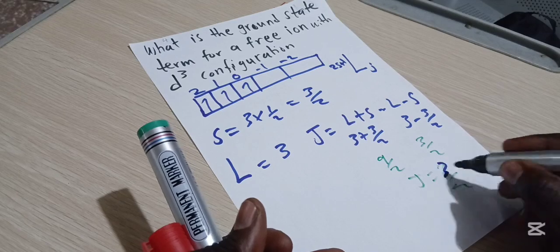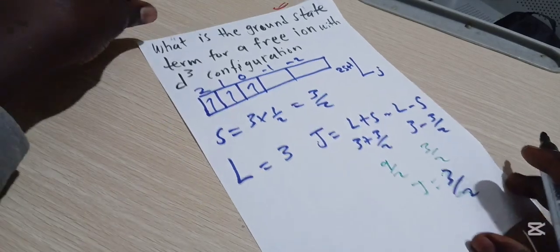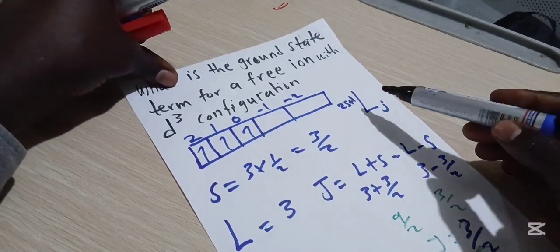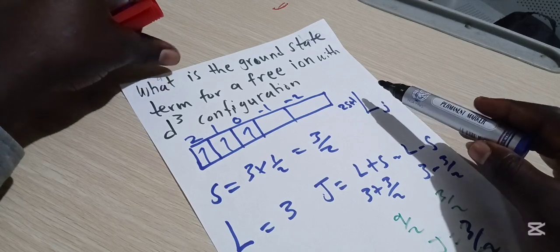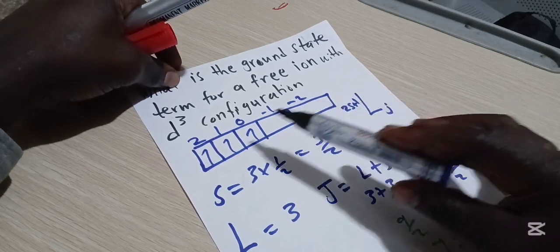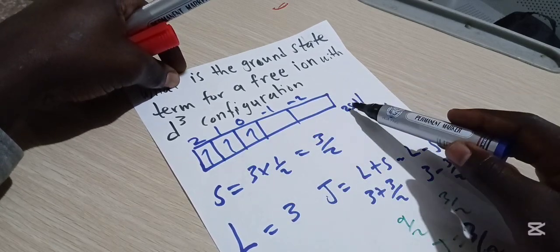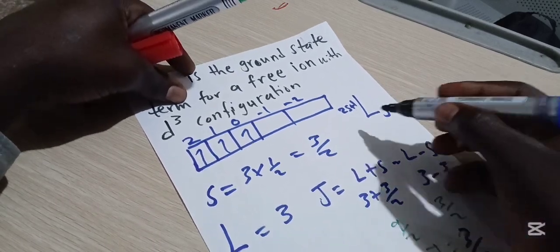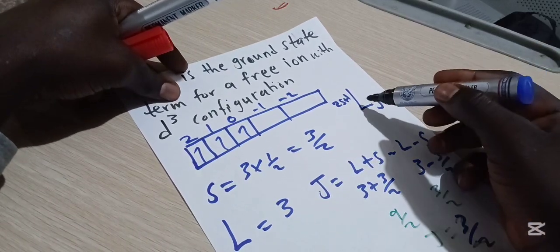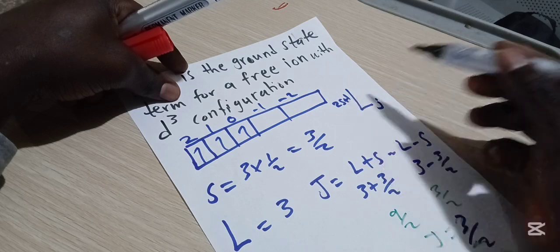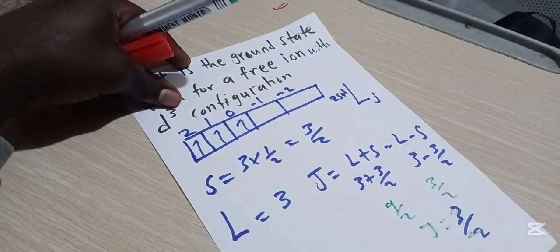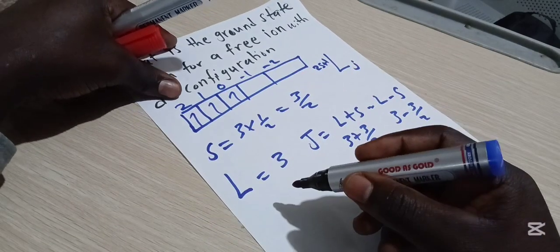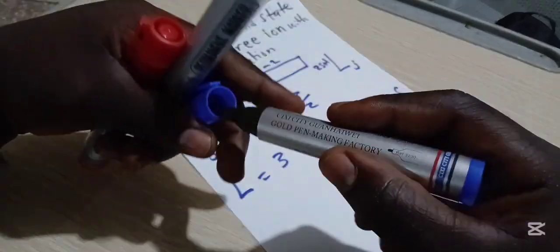Our J here equals 3 on 2. You will see that we have all the terms that we need to write the ground state term for the free ion with d3. So we know the value for S, we know the value for J, and then what we just want to look at is our label. What is our label going to be? And always our label is going to depend on the value of L that we calculated.